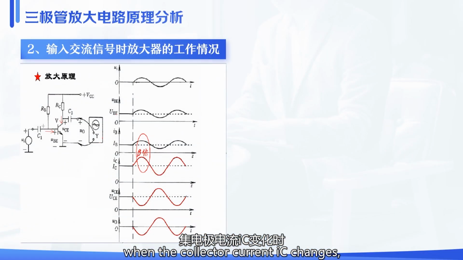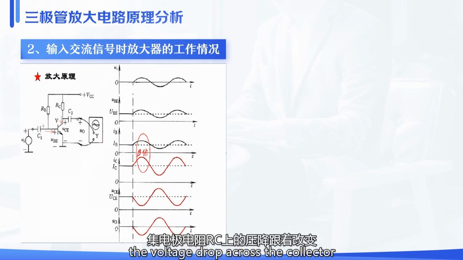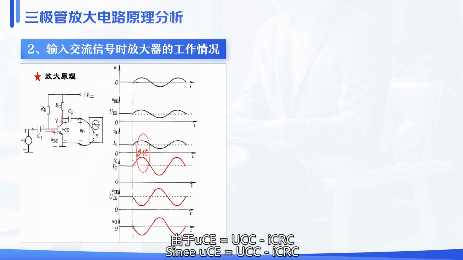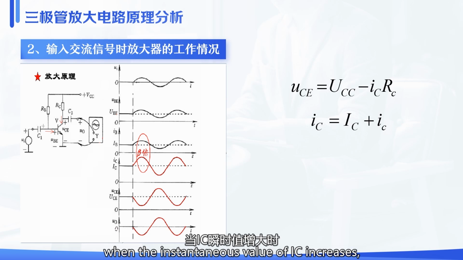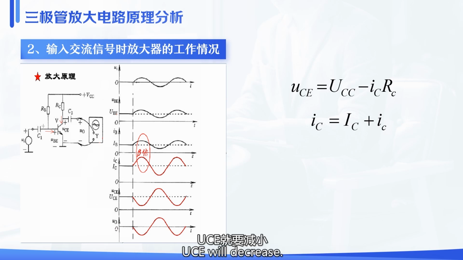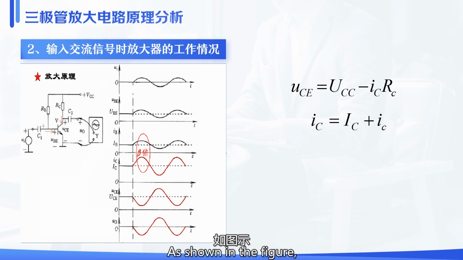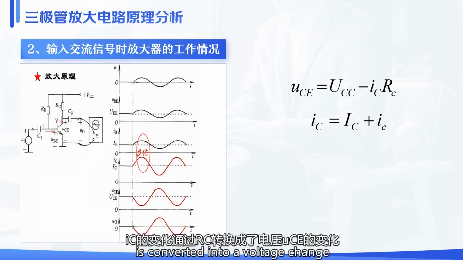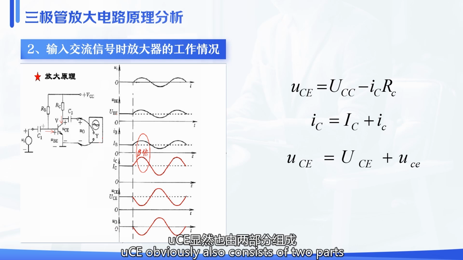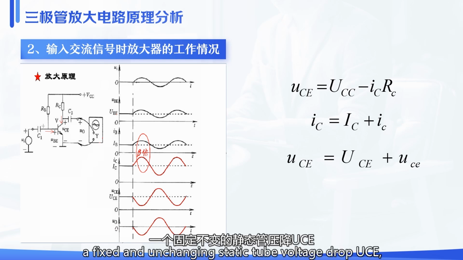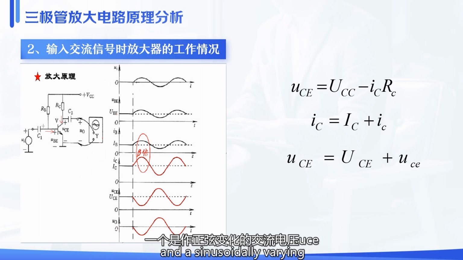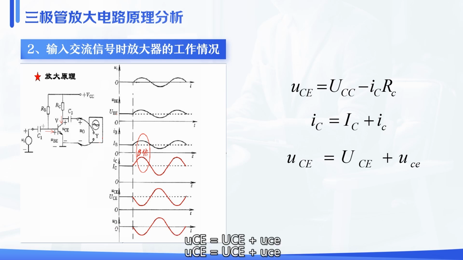When the collector current IC changes, the voltage drop across the collector resistor RC changes accordingly. Since UCE equals UCC minus ICRC, when the instantaneous value of IC increases, UCE will decrease. The change in UCE is exactly the opposite of IC, as shown in the figure. The change in IC is converted into a voltage change in UCE through RC. UCE obviously also consists of two parts: a fixed static voltage drop UCE, and a sinusoidally varying alternating current voltage uce. uCE equals UCE plus uce.